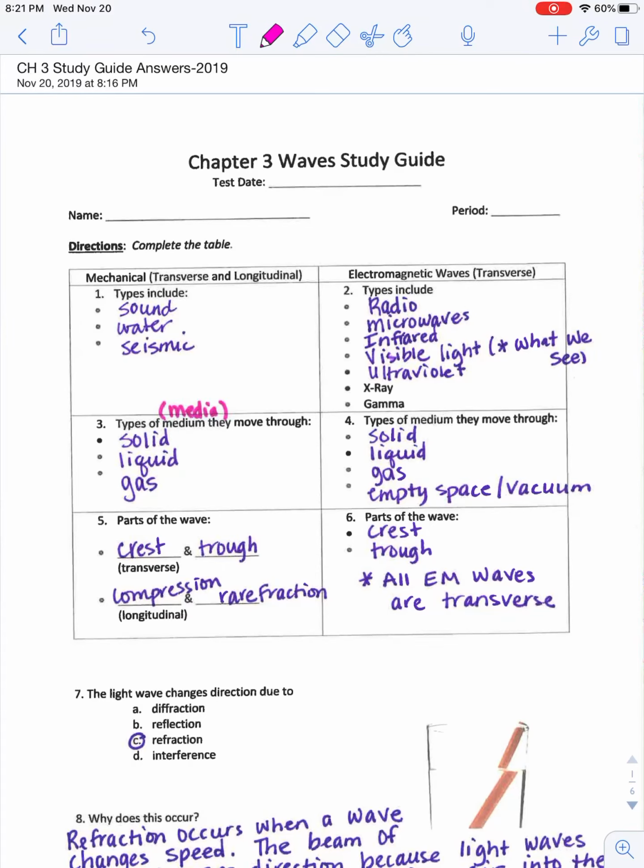Time to go over our Chapter 3 Wave Study Guide in preparation for our test coming up. So there are two different categories of waves. We have our mechanical waves and we have our electromagnetic waves, which we are going to abbreviate EM.